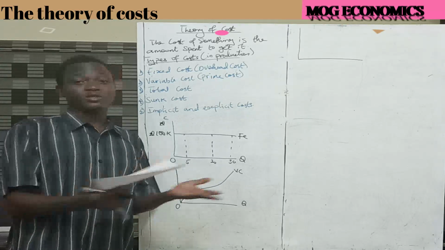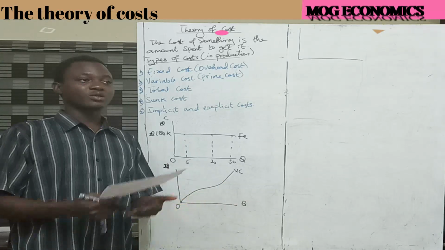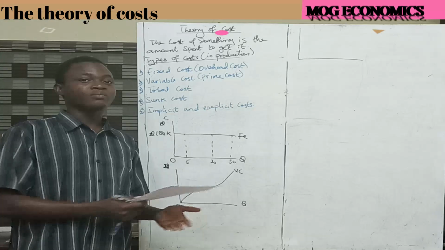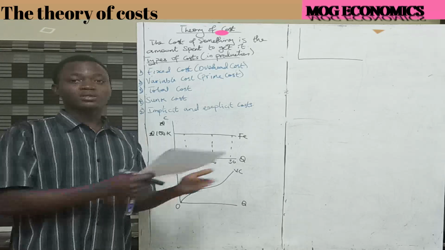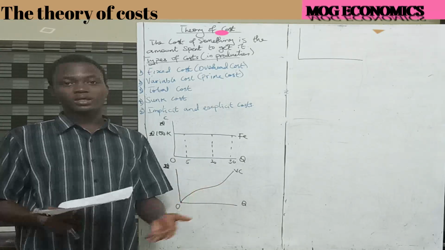So the features of a variable cost: it is zero when output is zero. It's the cost you incur when you start production. If production has not started, it is going to be zero. If your production increases, then your variable cost increases. If your production falls, your variable cost falls. So that's just the way it goes.